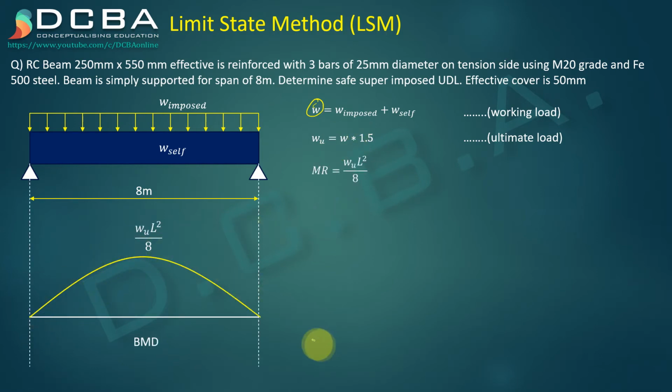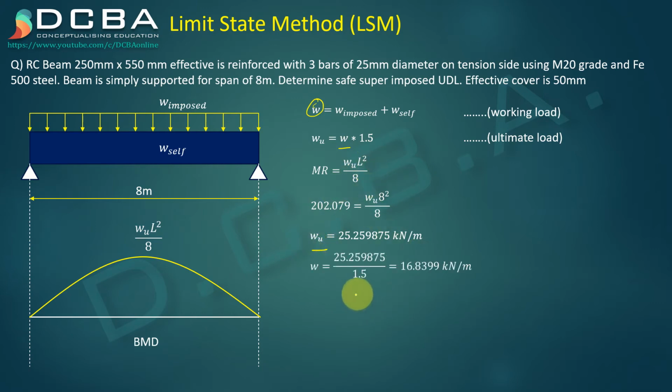The bending moment diagram of this is obviously a parabola with the maximum value of WU L square by 8, and we equate our moment of resistance to the maximum bending moment. The moment of resistance we got previously is 202.079, and it is equal to WU into 8 square upon 8. You will get the value of WU, the ultimate load, which is 25.259875 kilonewton per meter. Once we find WU, we can find the working load W, which comes out to be 16.8399 kilonewton per meter.